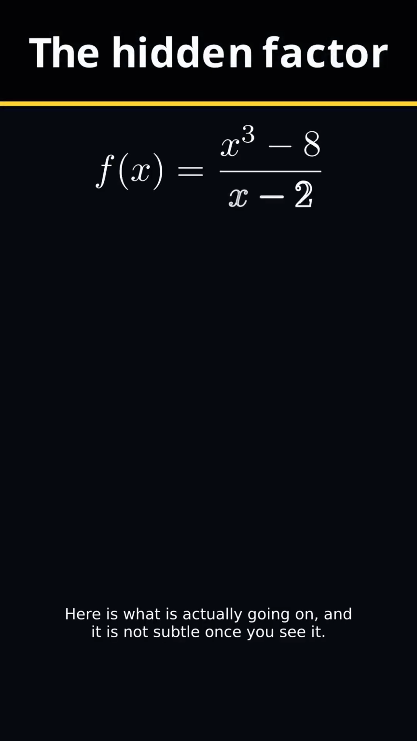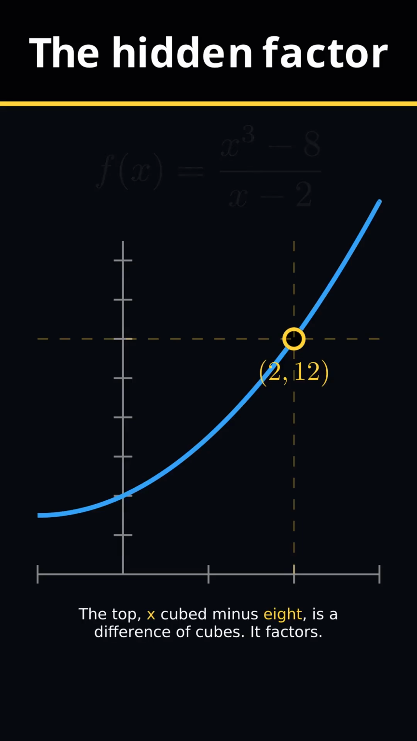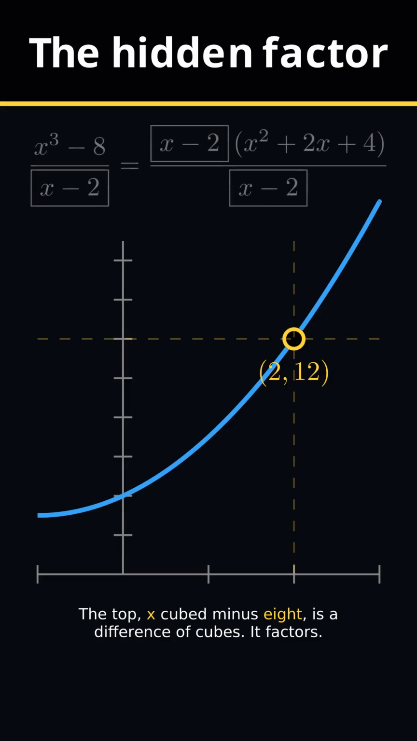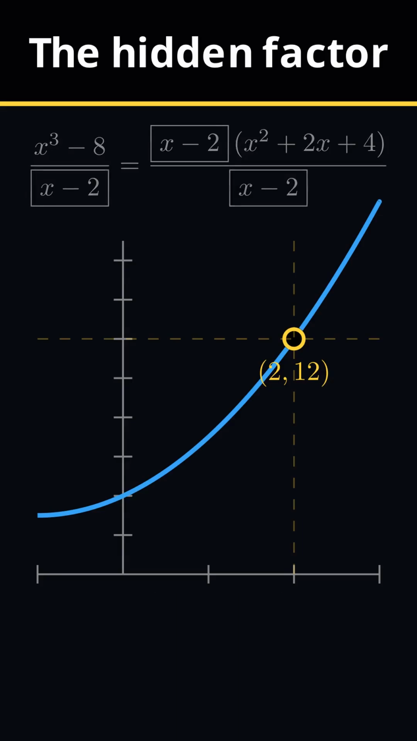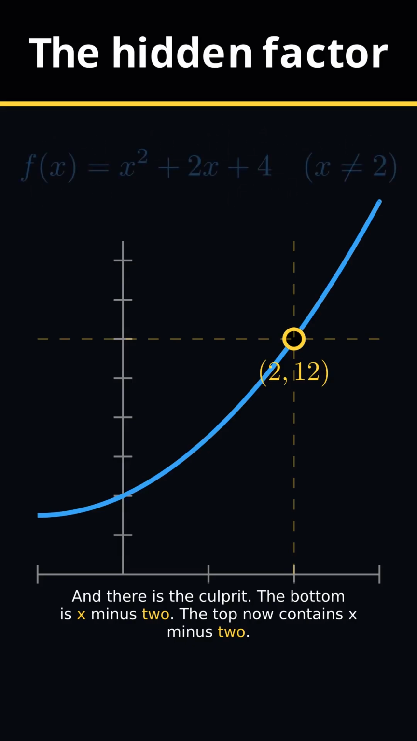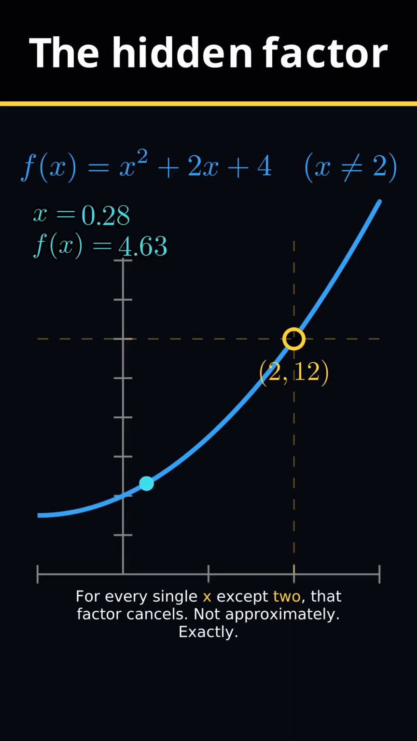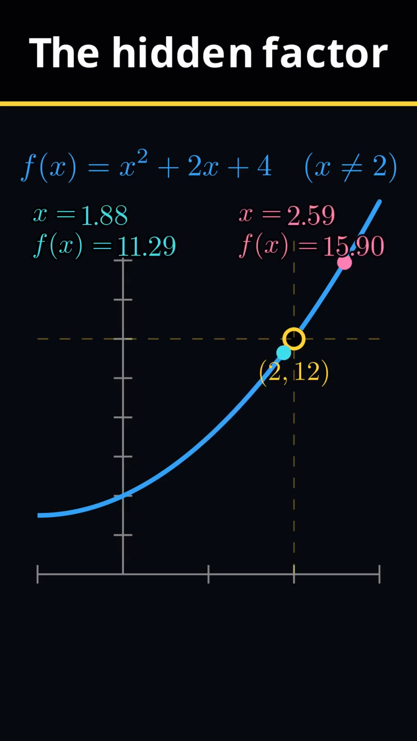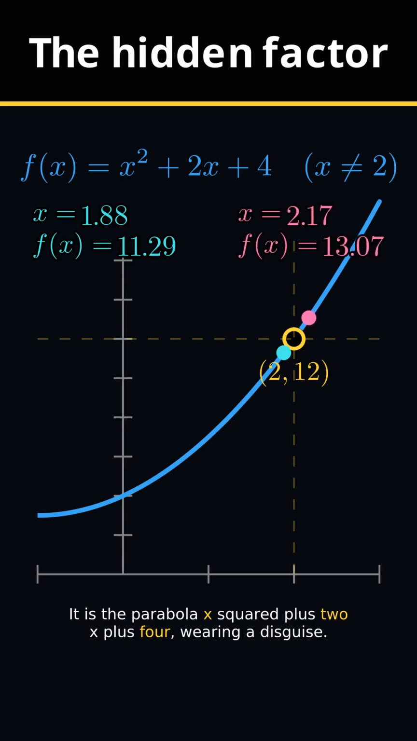Here is what is actually going on, and it is not subtle once you see it. The top, x cubed minus 8, is a difference of cubes. It factors. X cubed minus 8 equals x minus 2 times x squared plus 2x plus 4. And there is the culprit. The bottom is x minus 2. The top now contains x minus 2. For every single x except 2, that factor cancels. Not approximately. Exactly. So away from x equals 2, this is not really a fraction at all. It is the parabola x squared plus 2x plus 4, wearing a disguise.